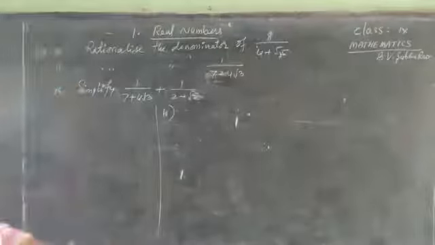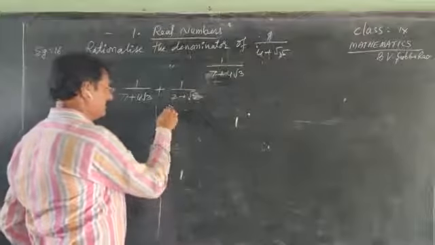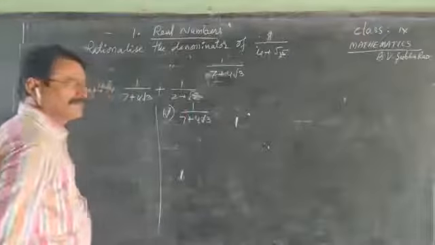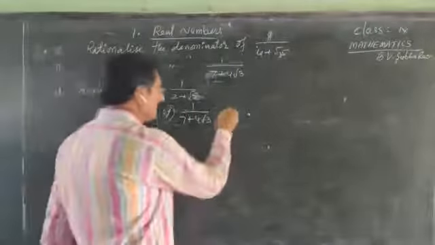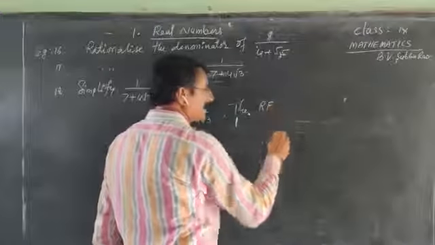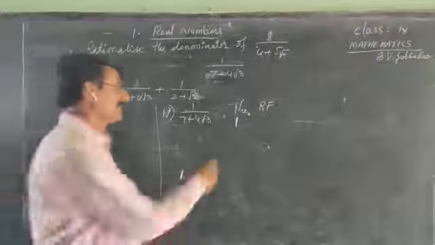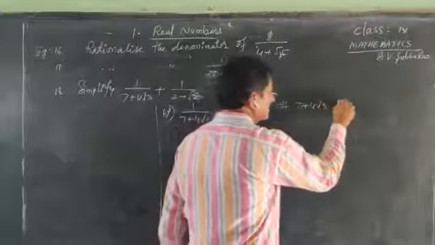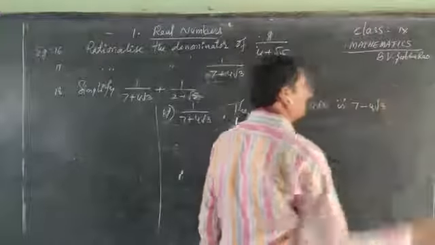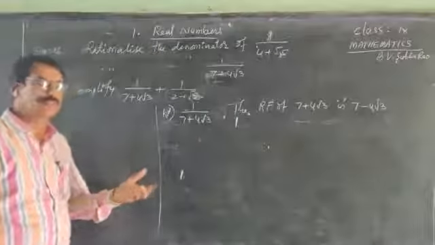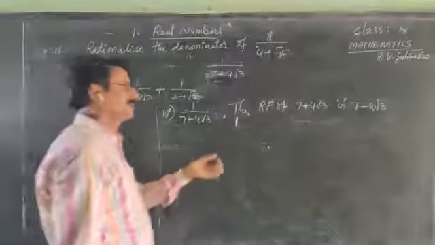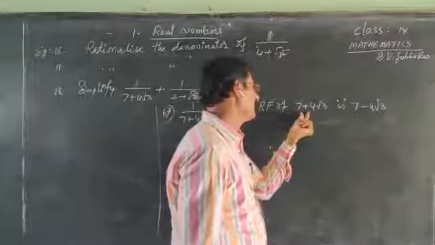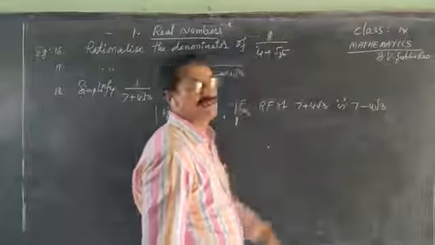Number 17. What is the given fraction? 1 by 7 plus 4 root 3. The RF, which means rationalizing factor, of 7 plus 4 root 3 is 7 minus 4 root 3. Do you understand how to write the RF of the given denominator? Just change the sign. If minus is given here, then take plus here. But here plus is given, so I will take minus.